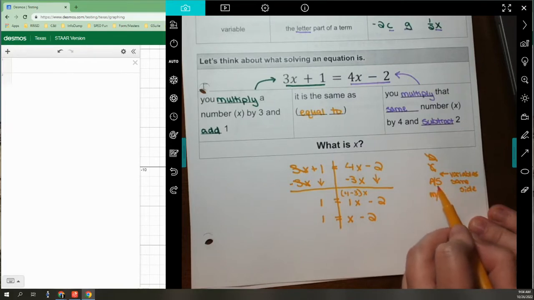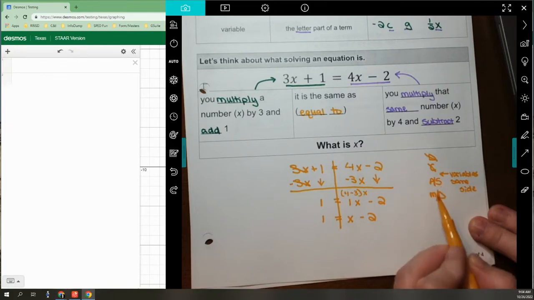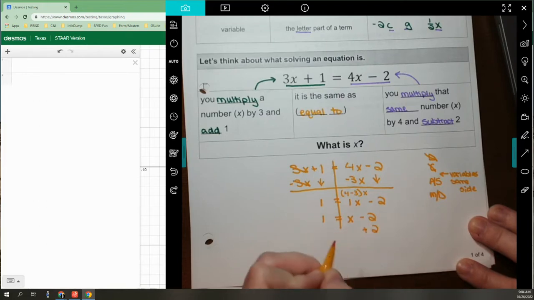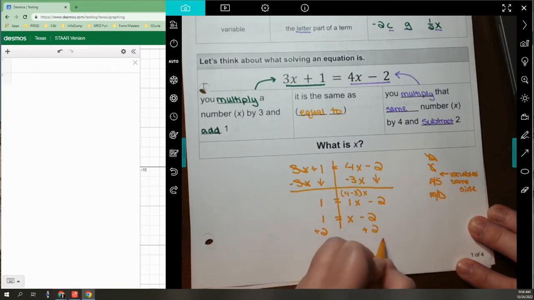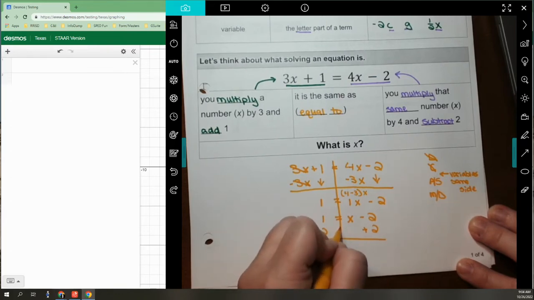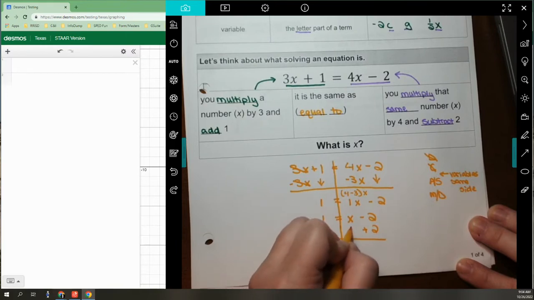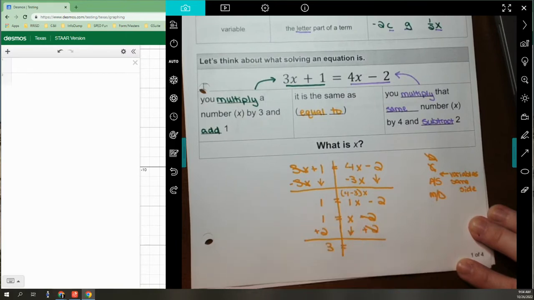So now I can think, is there anything I can do to add or subtract? Well, I want to keep my x by itself, so I can get rid of this minus 2. I get rid of minus 2 by plus 2. One plus 2 is 3. My x carries down. My negative 2 plus 2 cancels out. So my 3 equals x.